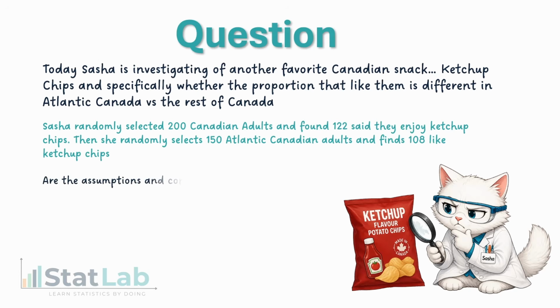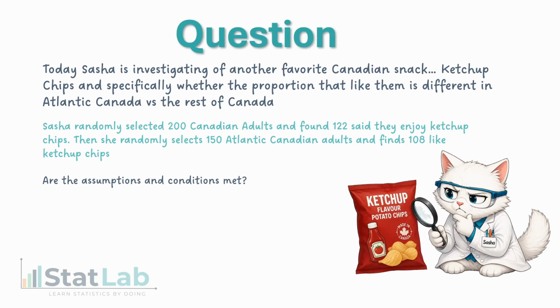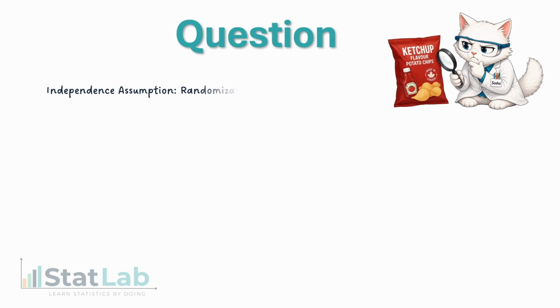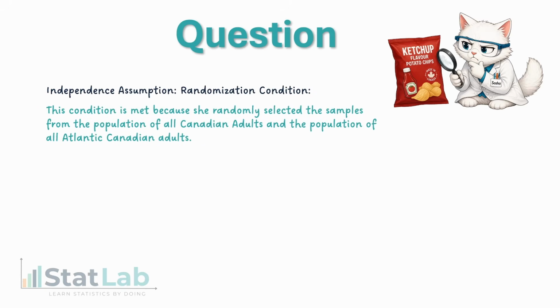So the first thing, of course, we check is our assumptions and conditions. And for this, we're going to start with the independence assumption randomization condition. And we're going to say this condition is met because she randomly selected the samples from the population of all Canadian adults and the population of all Atlantic Canadian adults. Now for our success/failure condition. In our first sample, we had 122 successes and 78 failures. In this one, we have 108 successes and 42 failures.